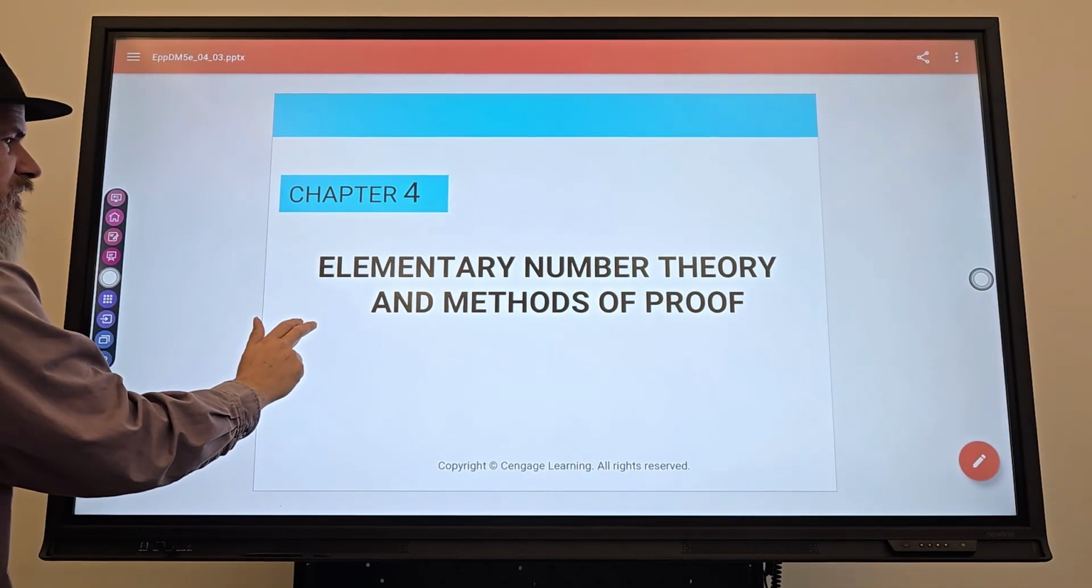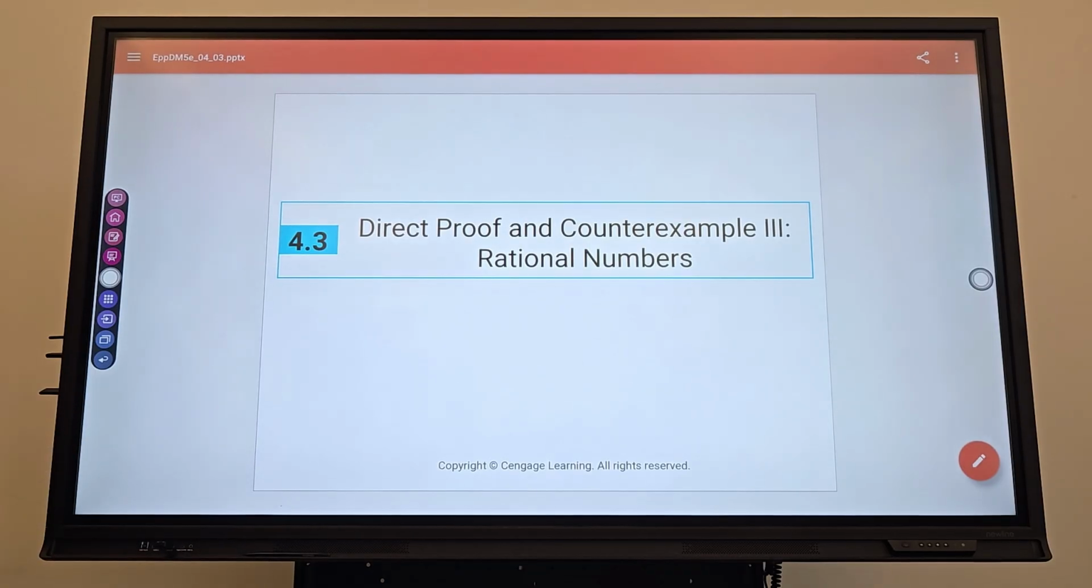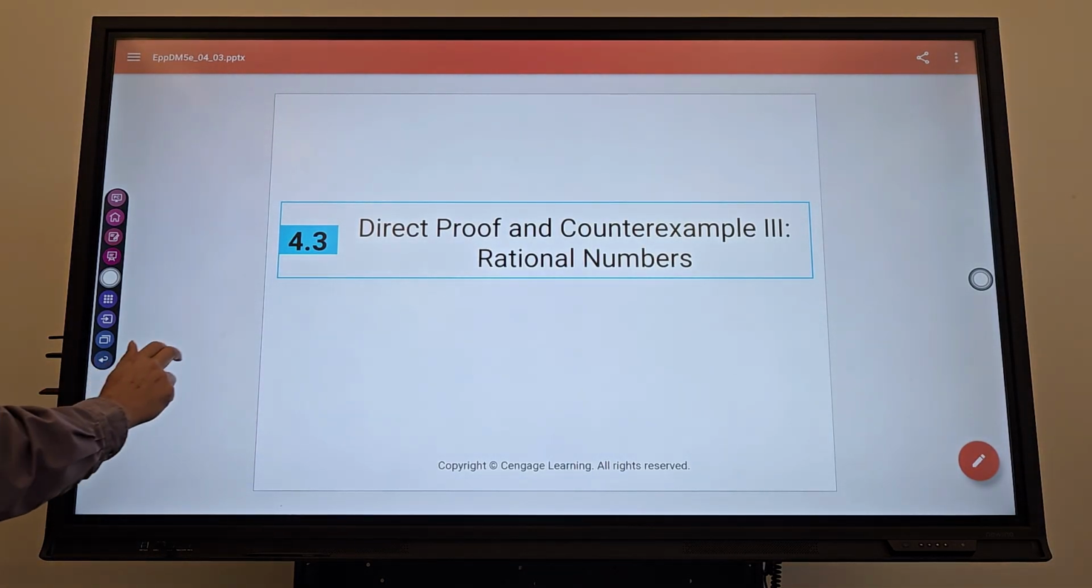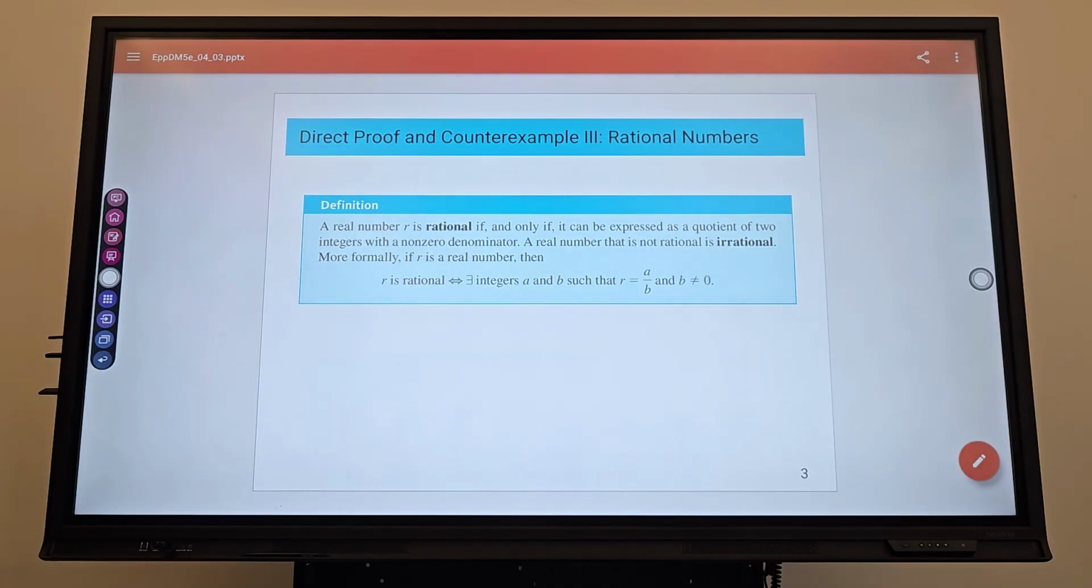Elementary number theory and methods of proof. Section 3, rational numbers. A real number is rational if and only if it can be expressed as a quotient of two integers with a non-zero denominator. A real number that is not rational is irrational. More formally, if r is a real number, then r is rational if there exist integers a and b such that r equals a over b and b does not equal 0.